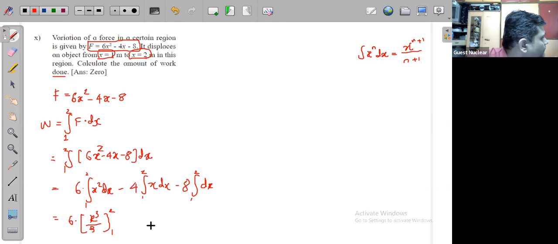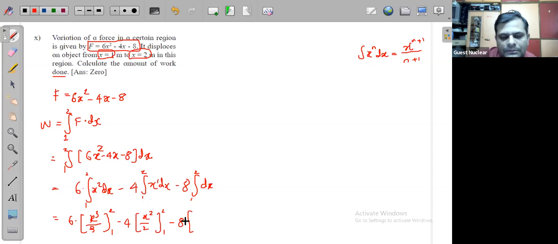Then again minus 4 times of x dx. x raised to 1 is here, so 1 is going to be n, so x raised to n plus 1 becomes x raised to 2 upon 2 as it is, and that is from 1 to 2 kept as it is, minus 8 into, here it is dx. What is the integration of dx? Simply x, that is from 1 to 2 again.